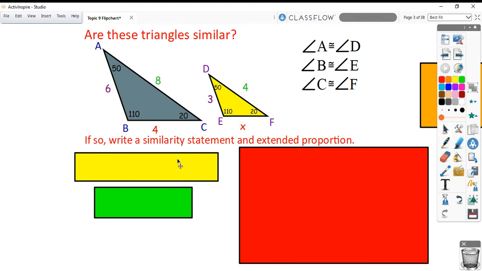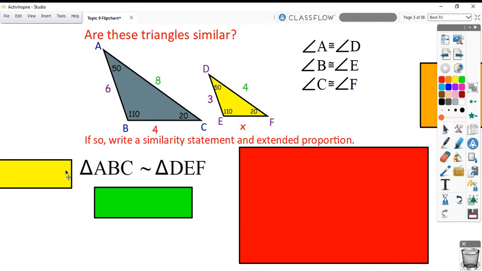Since all of those angles are congruent to each other, I would say, yes, these triangles are similar to each other. Okay, so here's what the similarity statement would look like. Here's what the notation would look like. You would say triangle ABC is similar to triangle DEF. This little sign in the middle is like the squiggly that's on top of the congruent sign, but it doesn't have the equal sign underneath it. It's just the squiggly part.